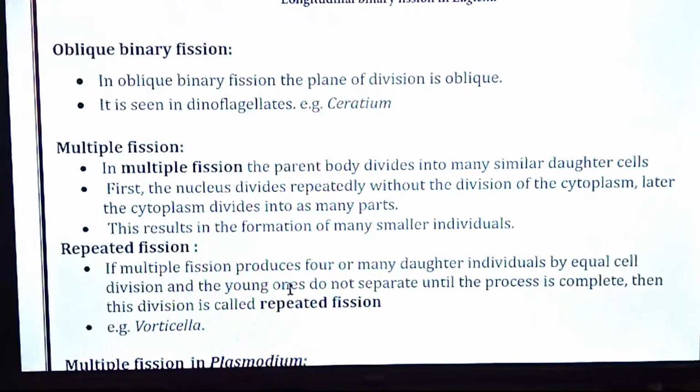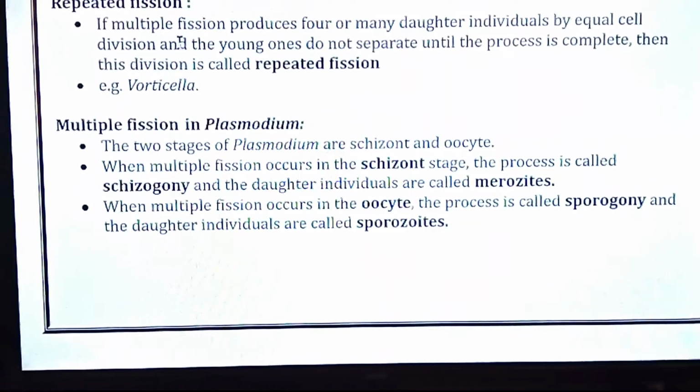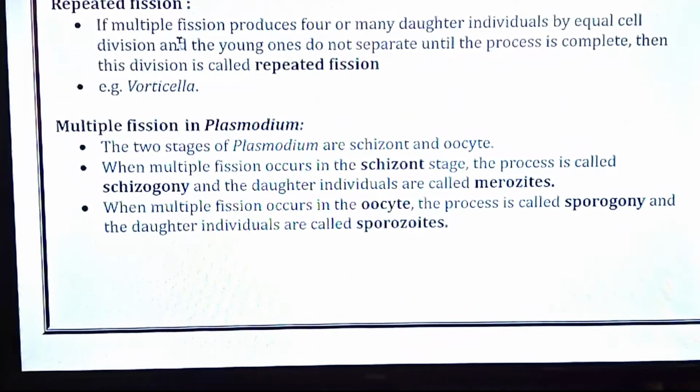If multiple fission produces 4 or many daughter individuals by equal cell division, the young ones do not separate until the process is complete. They will be together. Once it is over completely, only then the individuals will separate, and this division is called repeated fission.